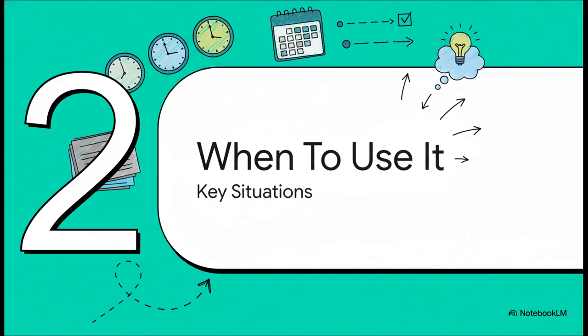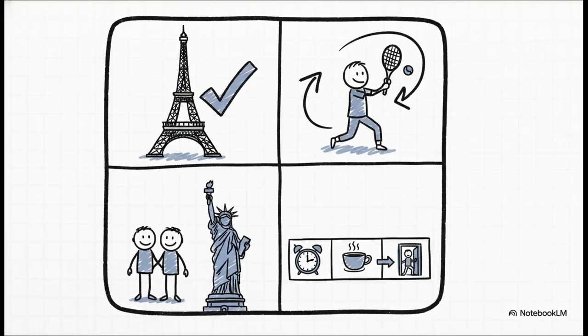Okay, so now that we've got the what out of the way, let's get practical. When do you actually reach for this tool in your toolbox? Because knowing the specific situations is absolutely key to using it right. And this thing is incredibly versatile. It covers basically any story you could ever want to tell. So, for example, a simple completed action. I visited Paris. It's done.